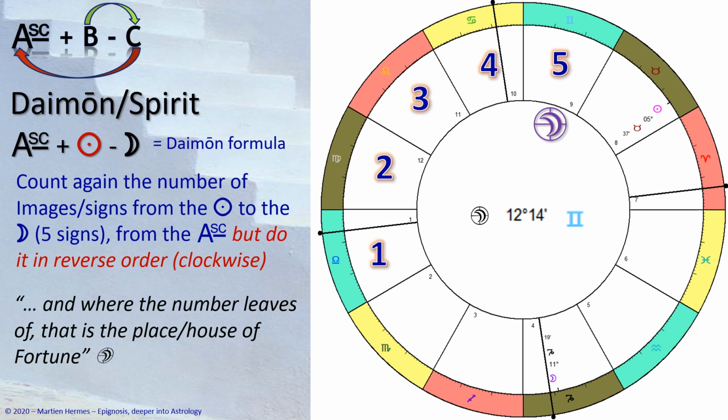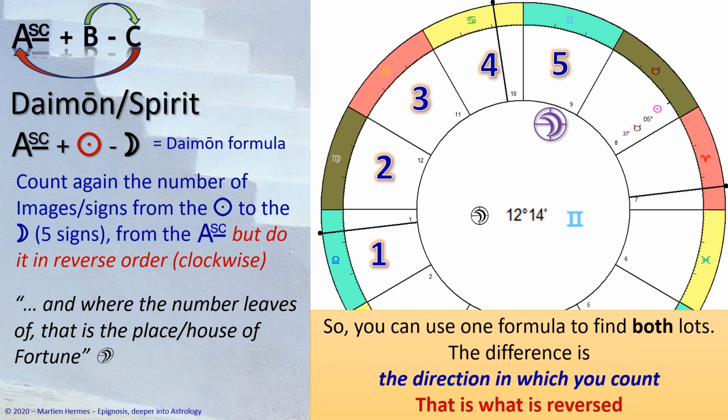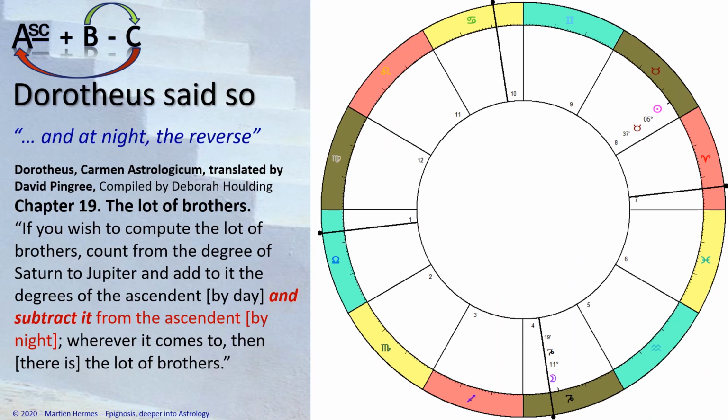So here you have sort of an interesting feature of these calculations, because you can use one formula to find both lots, and the difference is the direction in which you count, and that is what is reversed. So that's quite a new slant on this issue of the reversal of the formula. My opinion is that reversal does not have to do with the lots themselves and the reversal of the planets used in them, but it's the reversal in the way in which you count. And we have an author who quite clearly says so.